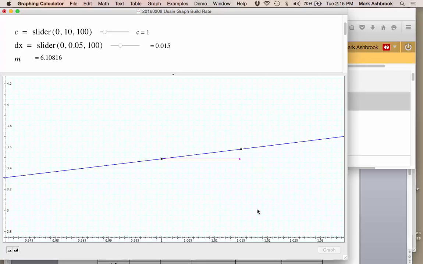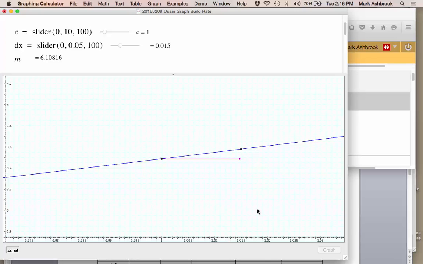Everything we've done is important. So now we have this other correspondence point. What's the x value of that correspondence point? 1.015. It's what? 1 plus dx. How would you express the distance traveled after 1.015 seconds? F of 1.015 seconds.